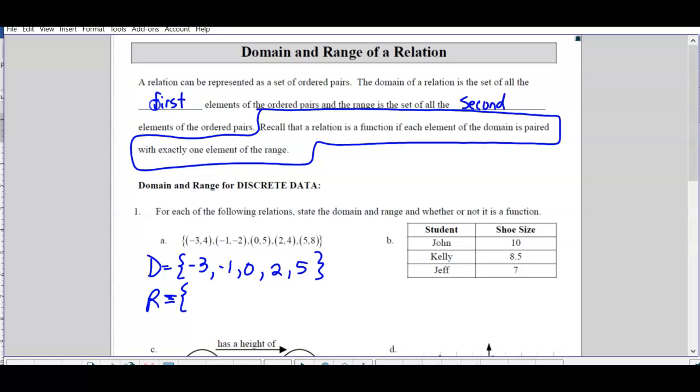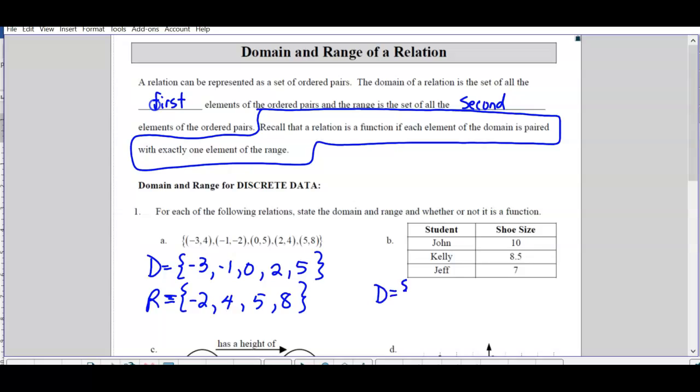So then range, 4, -2, so those are kind of split up, right? So I'm going to look for the smallest one, which is -2, and then we've got two 4s, but I'm only going to show one of them, and then 5, and then 8. Okay, you don't repeat the 4. It is a range value. 4 is 4, doesn't change. Okay, so that's domain and range.